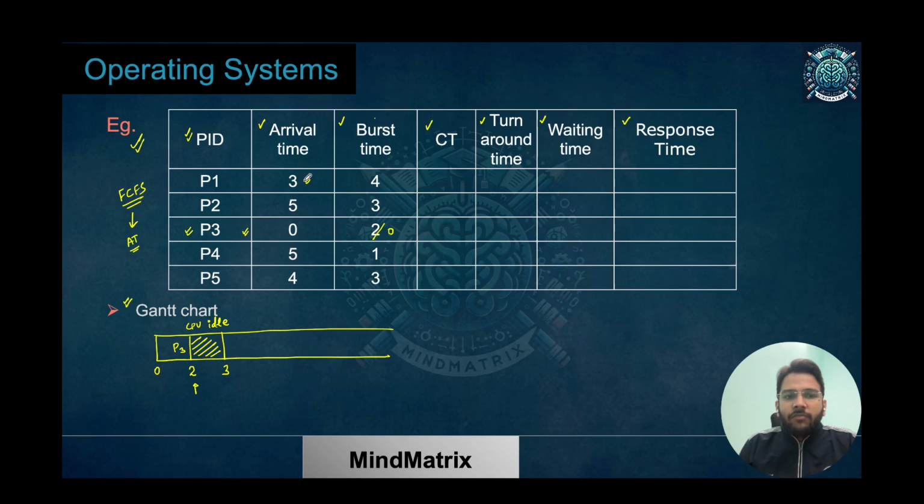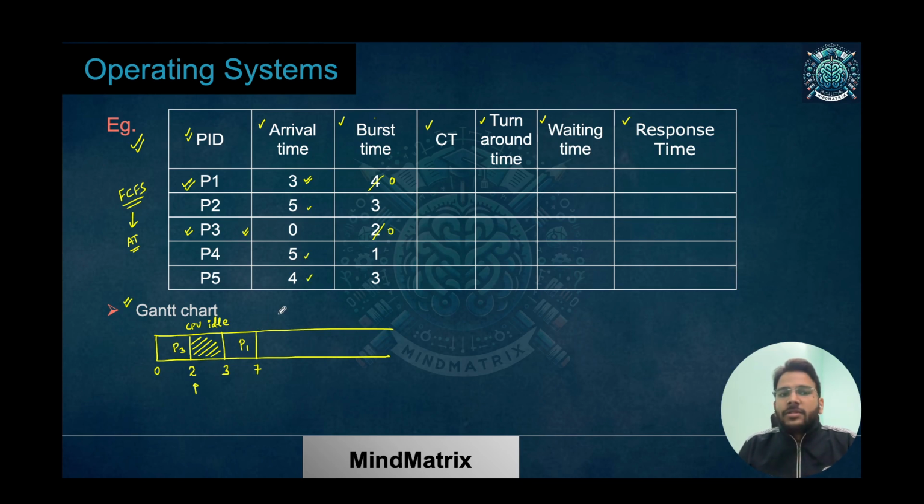Now at 3 units of time, we can clearly see that P1 arrives in the ready queue. So we can schedule the P1 process here. The burst time of P1 is 4, so for the entire 4 units of time, we are going to schedule P1. So 3 plus 4, it is going to be 7 here. P1 has also completed its execution. Clear?